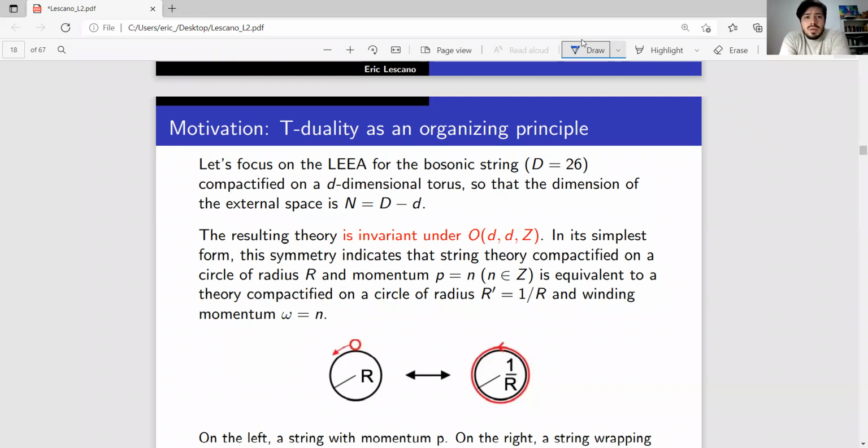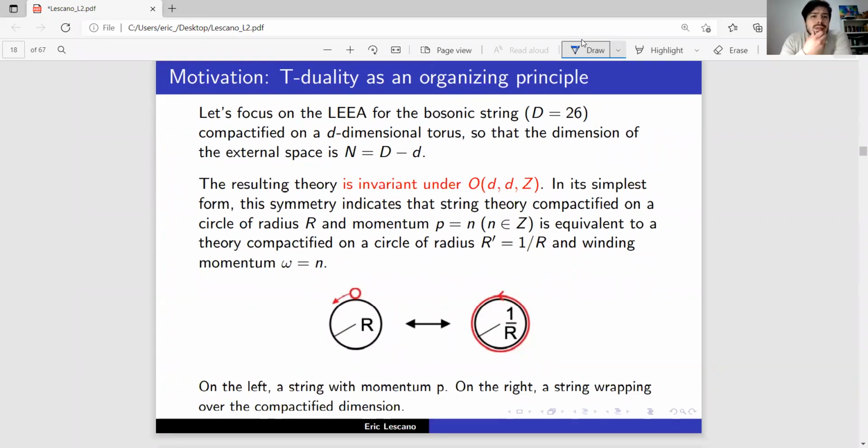Okay, let's try with some motivation about T-duality. This motivation is before double field theory: why we want a double field theory, or why double field theory is interesting. So if we focus on the low energy effective action for the bosonic string, and we compactify on a d-dimensional torus, we have an internal space and an external space. Our external space is n-dimensional, and our internal space is d-dimensional.